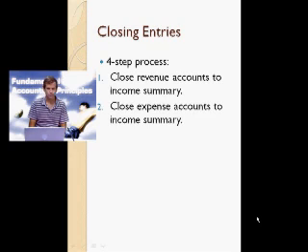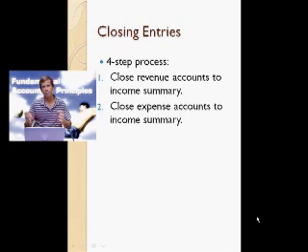Second step is to close expense accounts to income summary. Same thing. This is kind of a no-brainer. You know the normal balance of expense accounts will always be debit. So what do you need to do to each one of the expense accounts to close them, to give them a zero balance? You need to credit them by their respective amount.